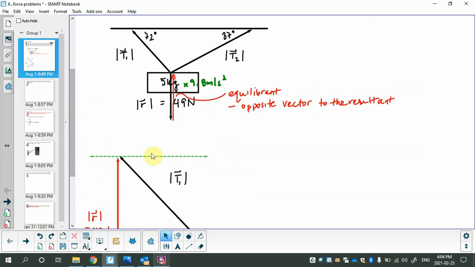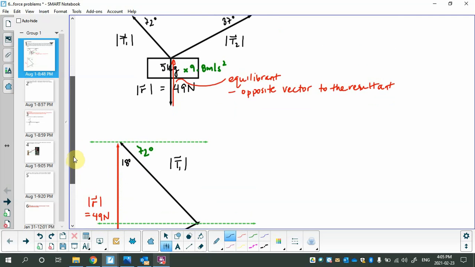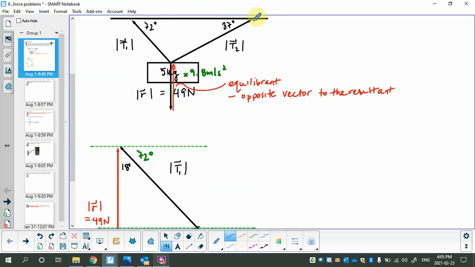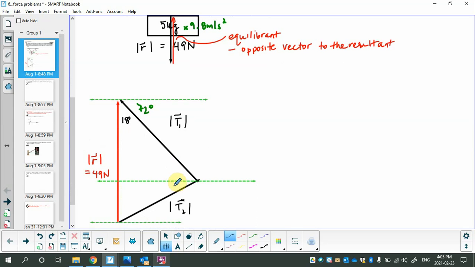So I hope you can see that this is the horizontal and this is T1, and this angle here is the same as this angle here, so that's 72 degrees. And because this is 90, that means that this corner in here is actually 18 degrees. So we've got a corner inside this triangle. Then, I hope you can see, just barely, that here's the horizontal and here's tension 2, and there's a 37 degree difference in there. So I can write 37 degrees in here.